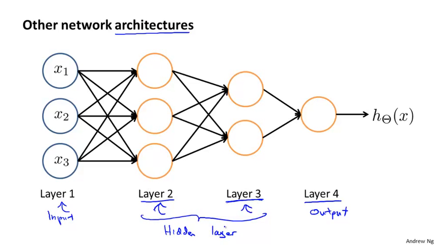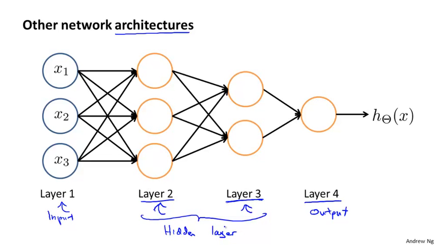So hopefully from this video you've gotten a sense of how the feed-forward propagation step in a neural network works, where you start from the activations of the input layer and forward propagate that to the first hidden layer, then the second hidden layer, and then finally the output layer. And you also saw how we can vectorize that computation.